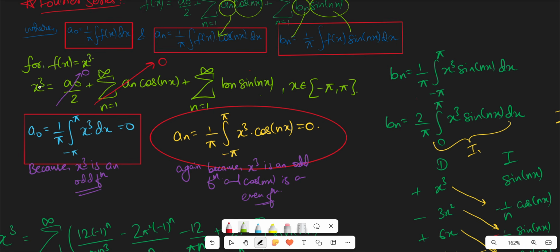So I'm representing f of x as x cubed, and everything would be the same as you can see, because if there is no x on the right hand side, it would not change as f of x changes. For evaluating a naught, we know the formula for a naught, and I've written it over there.